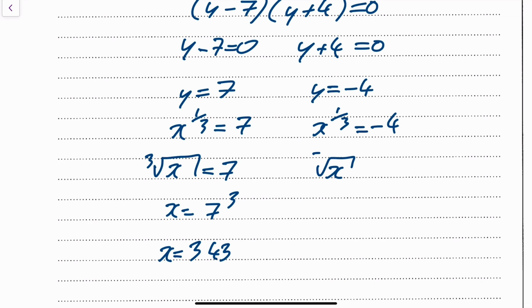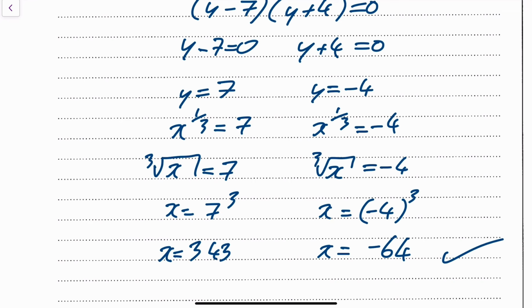Likewise, the cube root of x is equal to minus 4. So x is equal to minus 4 cubed. Leave the minus inside the brackets. Minus 4 times minus 4 times minus 4 would be minus 64. Lovely.